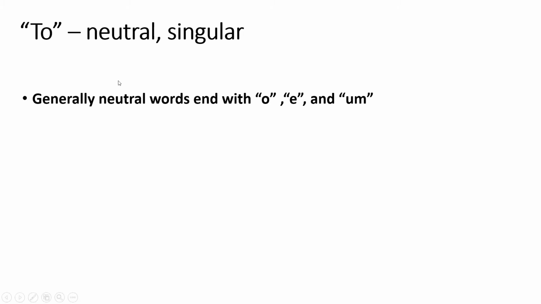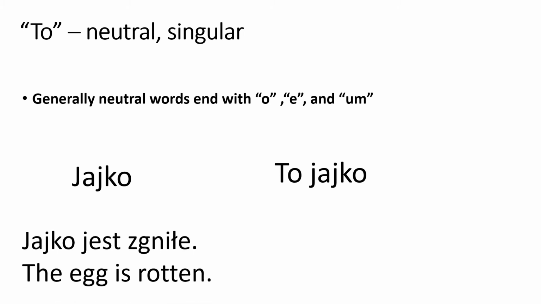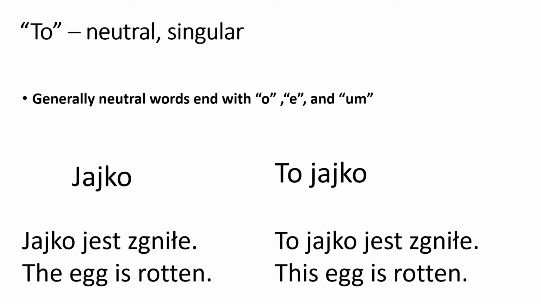Okay, so let's see. Jajko. Jajko means egg. To jajko, this egg. Jajko, to jajko. Neutral. The egg is rotten. Jajko jest zgniłe. Zgniłe means rotten. To jajko jest zgniłe. This egg is rotten. Okay? To jajko jest zgniłe.